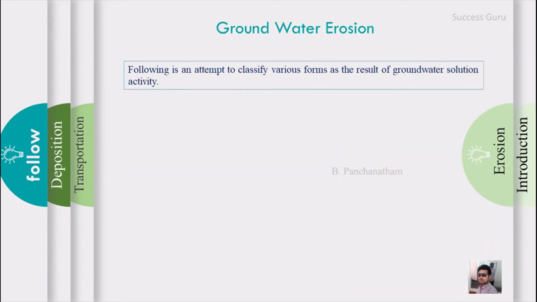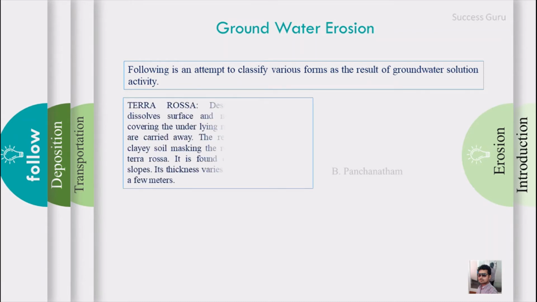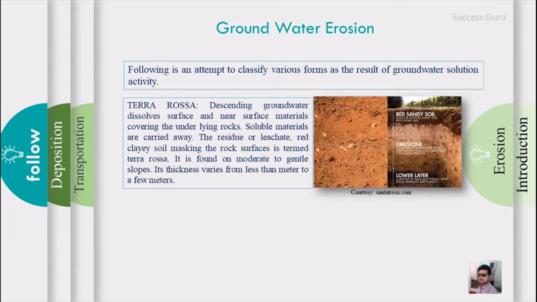The following is an attempt to classify various forms resulting from groundwater solution activity. The first one is the terra rossa. Descending groundwater dissolves surface and near-surface material that covers the underlying rocks, and the soluble materials are carried away. The residue, or leached red clay soil masking the rock surface, is termed terra rossa. It is found on a moderate to gentle slope, and its thickness varies from less than a meter to a few meters. The left side image shows a terra rossa.